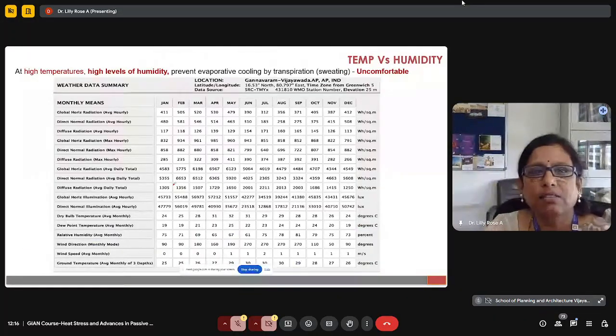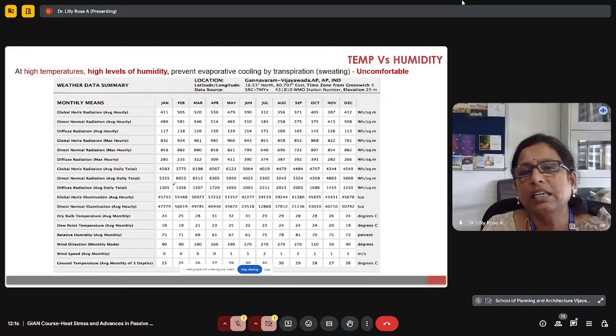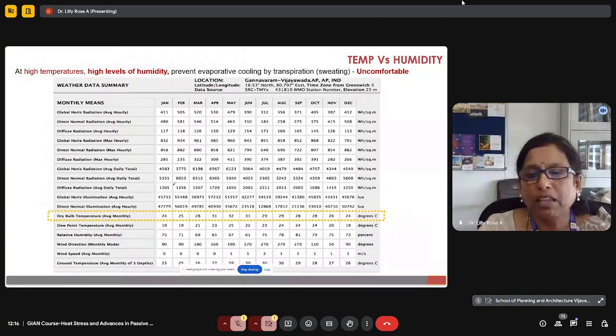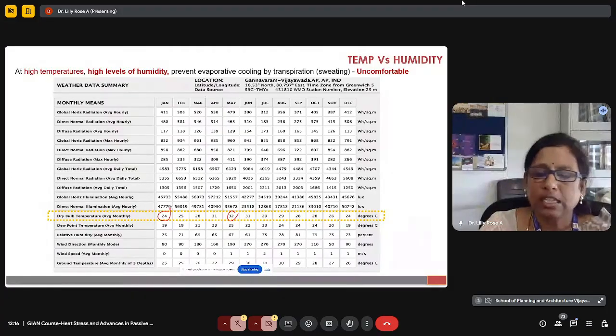This is in the case of Vijayawada. All three examples that I've chosen are humid conditions. The first one is cold and humid. Here, this is hot and humid. You can see the maximum temperature is somewhere around 32 degrees and the minimum temperature is about 24 degrees. So we have roughly an 8-degree variation between winter and summer.